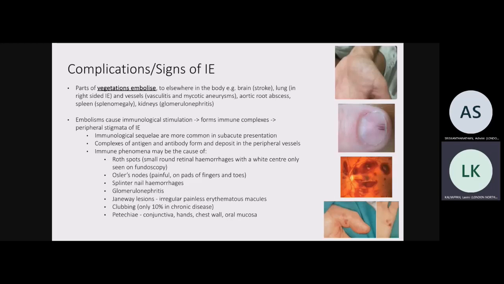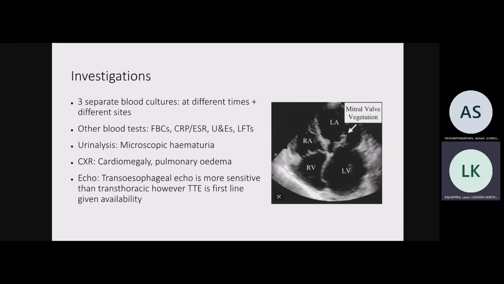And the last one is Osler's nodes, more because it's on the pads of your fingers and it tends to be painful. So I remember Osler's nodes, ouch. So remember that's the difference between Janeway and Osler's, which can look quite similar. So investigations, you need 3 sets of blood cultures at different times and preferably from different sites as well.